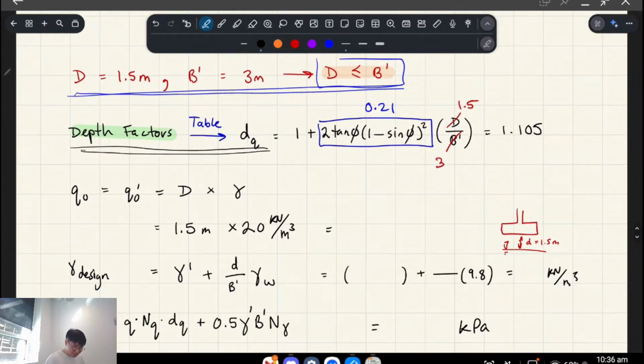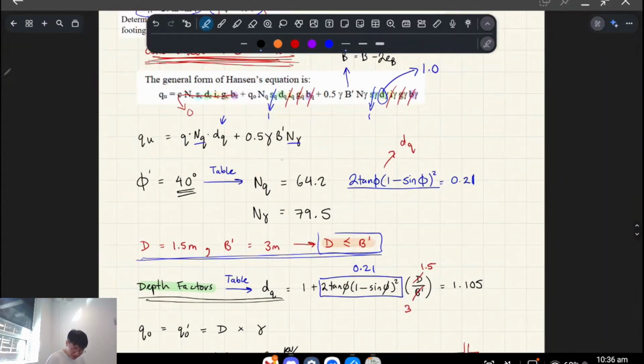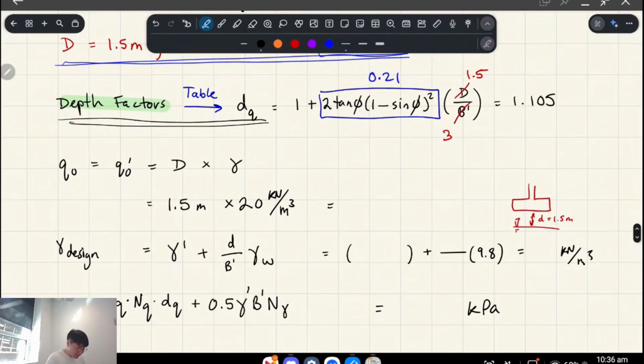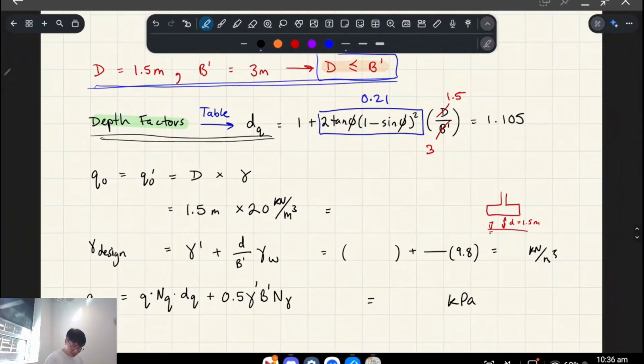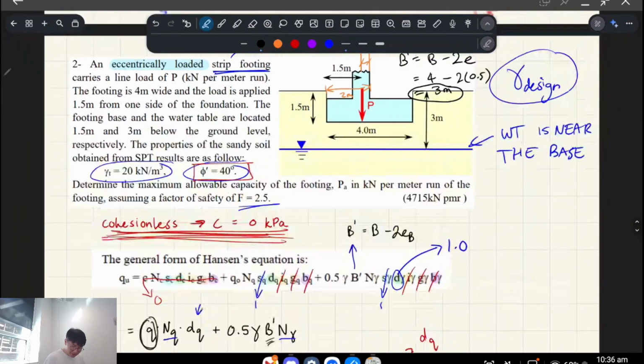Okay. Next, we've got to calculate. We've got gamma, and we've got this. Now we've got to calculate Q, right? So I've been saving this one. So what we're going to do is, okay, first we look at the problem, right?